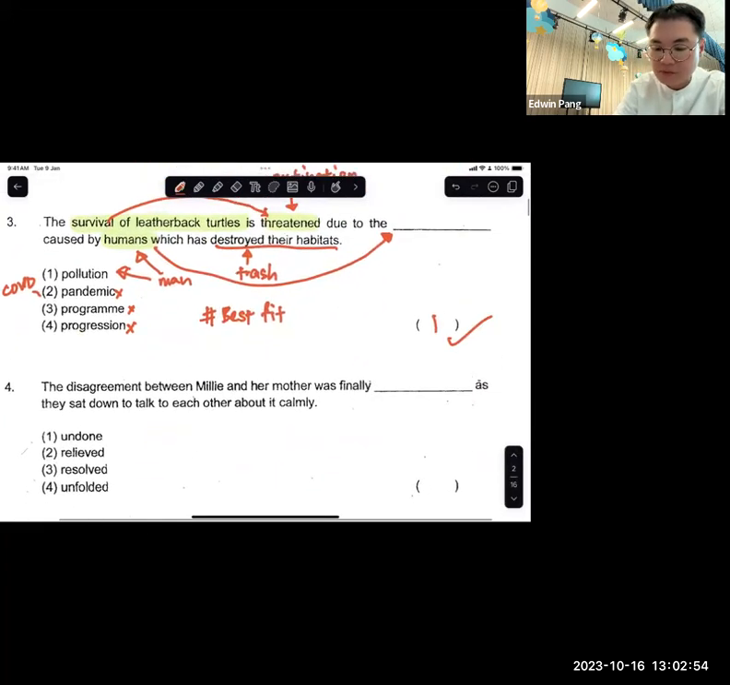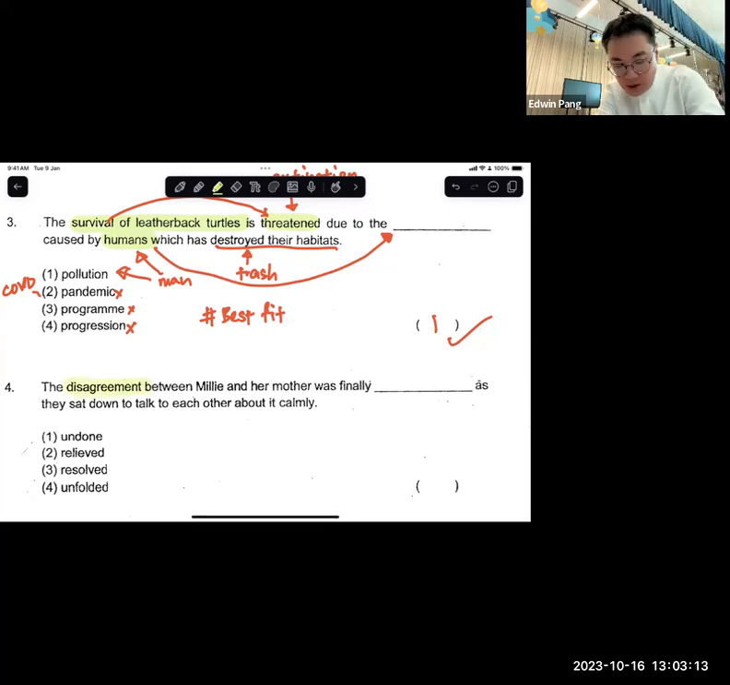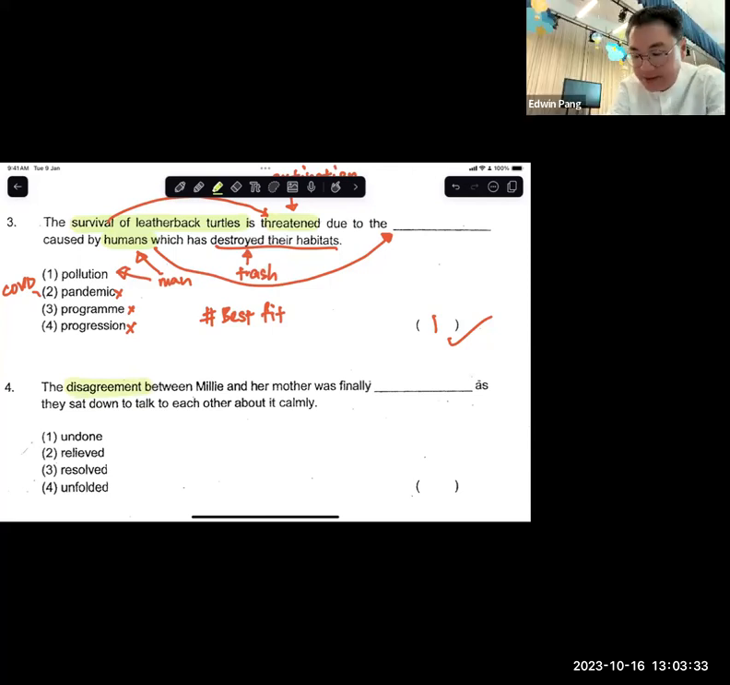Okay, question 4. Can you help me to identify what keywords I should highlight for question 4? Maybe Alpheus, can you contribute one keyword that you think is very important for us to highlight? Disagreement. Very good. I totally agree. So what other keywords do you think might be important for me to highlight besides disagreement? I agree with Alpheus. That's a good first word. Anything else? Josiah, go. Finally. Yes, very good.